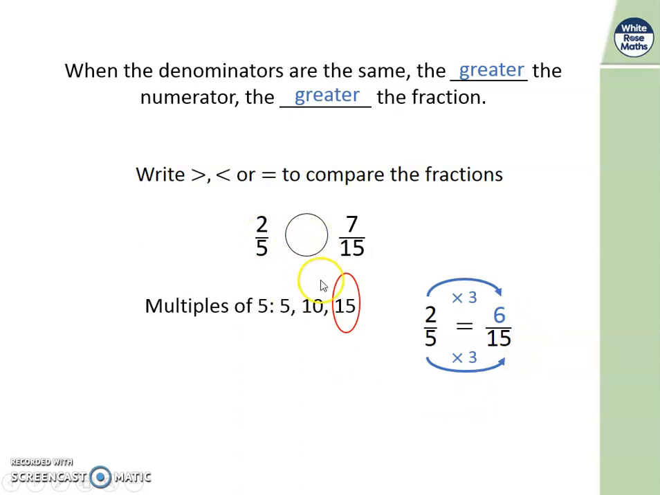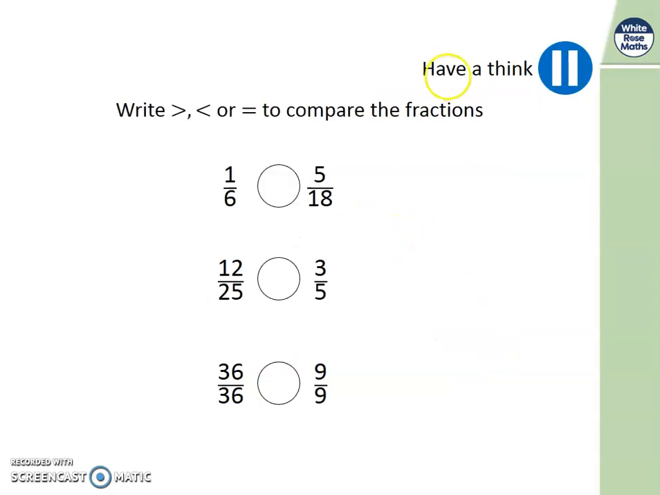Now we can compare, because 2/5 is the same as 6/15. And 6/15 is less than 7/15. Here we can see it written here. 6/15 is less than 7/15. So therefore, in the original calculation, 2/5 must be less than 7/15. Use that same method here and change it so that the denominators are the same. Think what to do to the other denominator to make it the same, then do the same to the numerator. Pause and have a go.